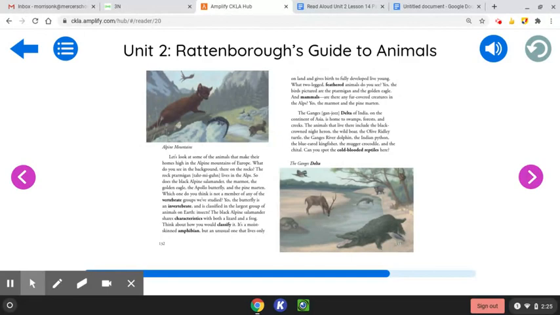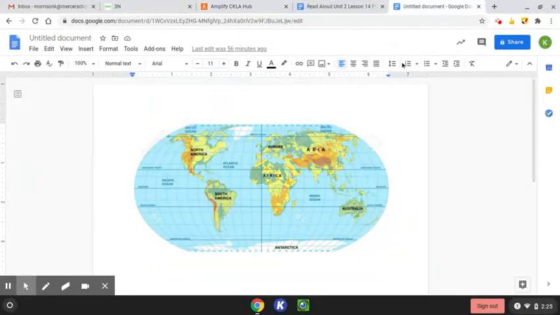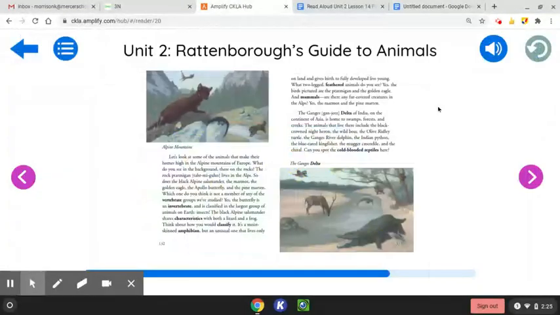All right, so we're going to move on to the next, and we're going to be looking at the picture at the bottom when we talk about these. The Ganges Delta of India on the continent of Asia is home to swamps, forests, and creeks. All right, let's look at Asia. Asia is this big continent over here, right? The black-crowned night heron, the wild boar, the olive ridley turtle, the Ganges River dolphin, the Indian python, the blue-eared kingfisher, and the mugger crocodile, and the chital.